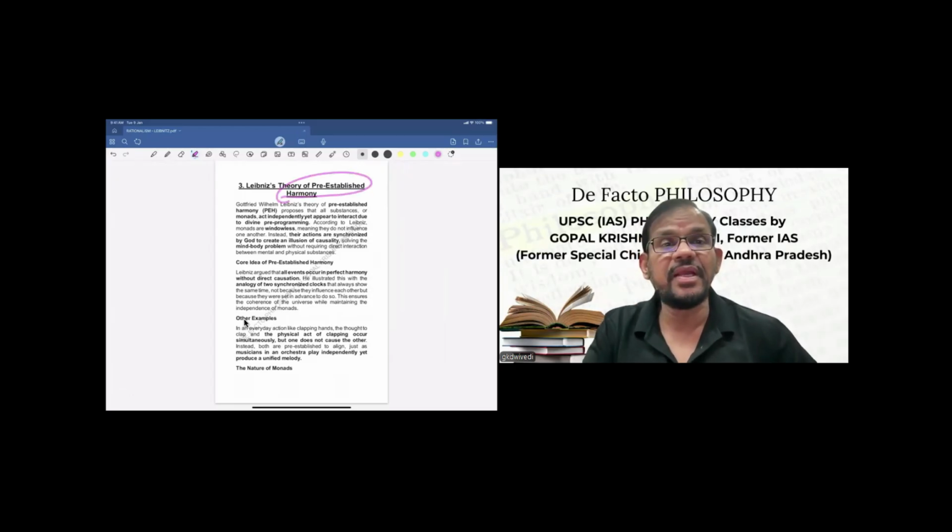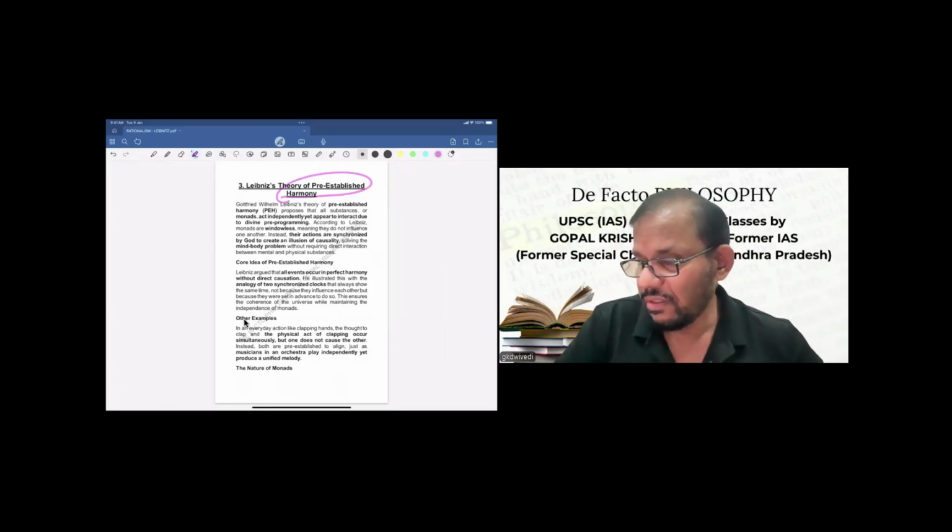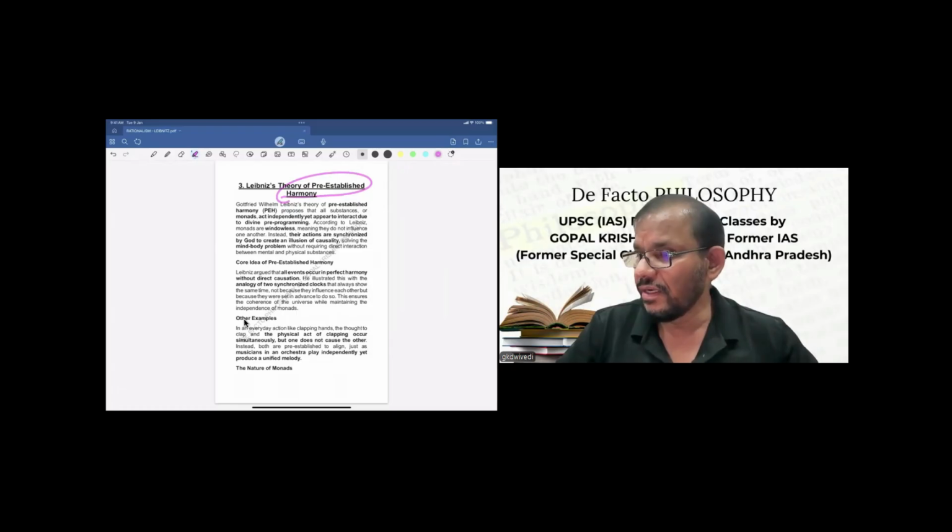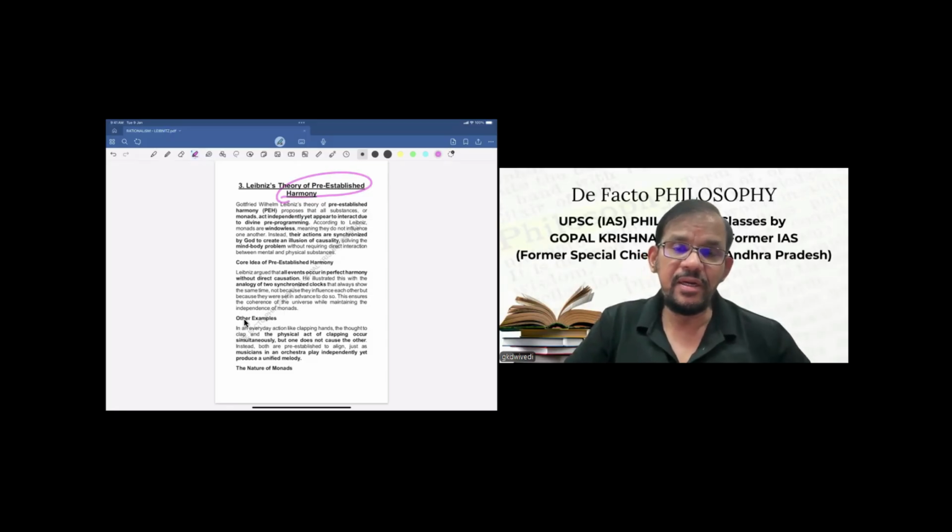Now we come to the third important topic of Leibniz, that is pre-established harmony. Pre-established harmony, we have already discussed and understood, because it is coming repeatedly, two, three times. In this we will go through a little more detail. Monads act independently, yet appear to interact due to divine programming. What is divine programming? This is pre-established harmony. Their actions are synchronized by God to create an illusion of causality, solving the mind-body problem.